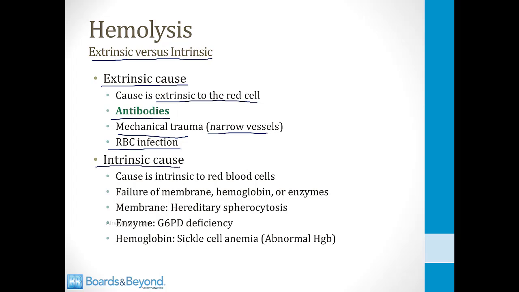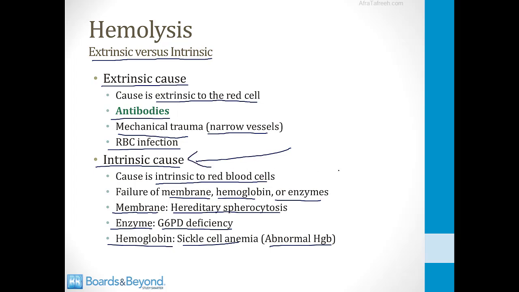Intrinsic causes, on the other hand, of hemolytic anemia are causes that are due to something intrinsic to the red blood cells. In other words, something that is a normal part of the red cell that is failing to do its job. And this generally happens when there's failure of either the membrane, the hemoglobin, or an important enzyme. So for example, hereditary spherocytosis is the classic membrane-caused hemolytic anemia. A G6PD deficiency is the classic hemolytic anemia due to an enzyme deficiency. And then in many hemoglobinopathies, including sickle cell anemia, there's abnormal hemoglobin, and this leads to hemolysis. And those are all intrinsic causes of hemolytic anemia.